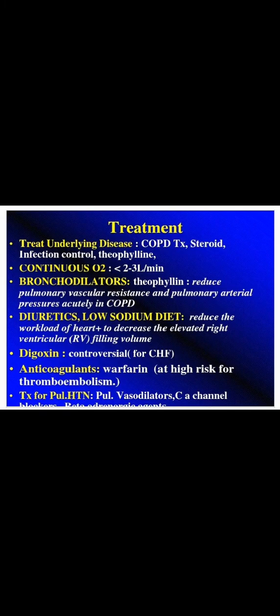Then we can see the treatment of cor pulmonale. The first major aim is to treat the underlying disease. Steroids, infection control, theophylline can be administered. Continuous oxygen needs to be administered, which should be less than 2 to 3 liters per minute. Bronchodilators, for example theophylline, can be administered.